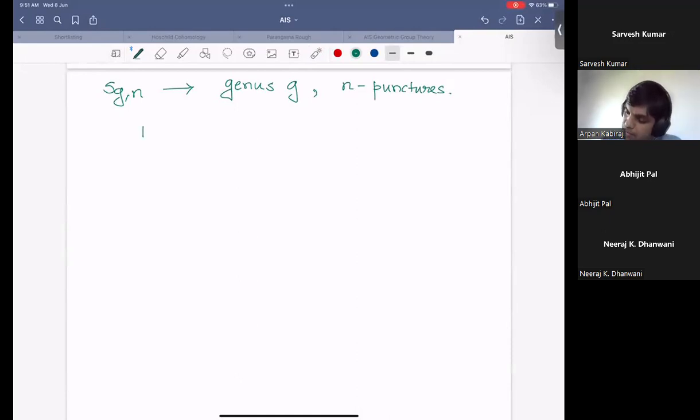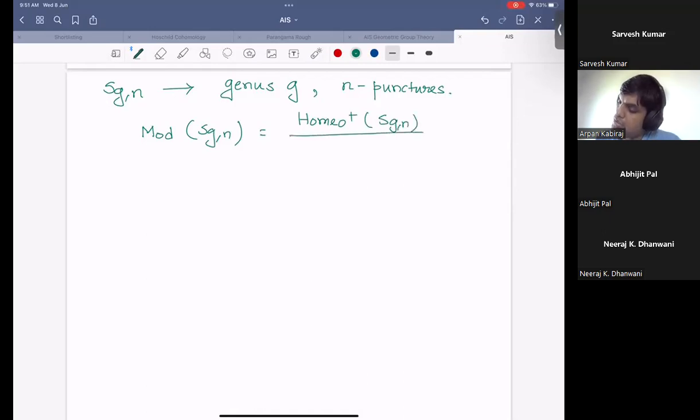So when you talk about mapping class group of such a surface, what you do is you consider homeomorphisms. Now just assume that the surface does not have boundary as of now. Orientation preserving homeomorphisms of this, quotient by isotopic classes of homeomorphisms. So in this definition, what you are allowed is you can permute the punctures.